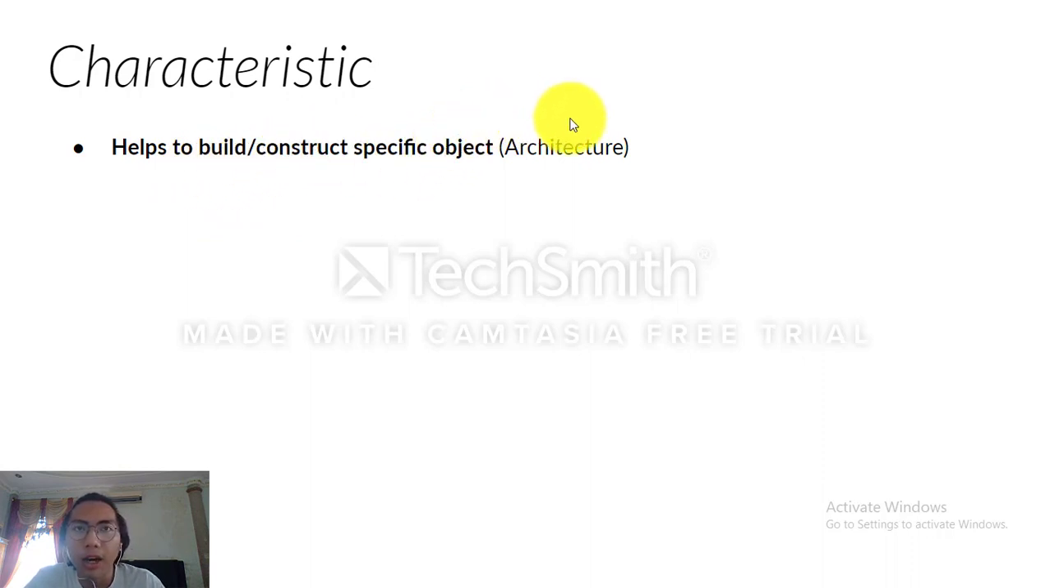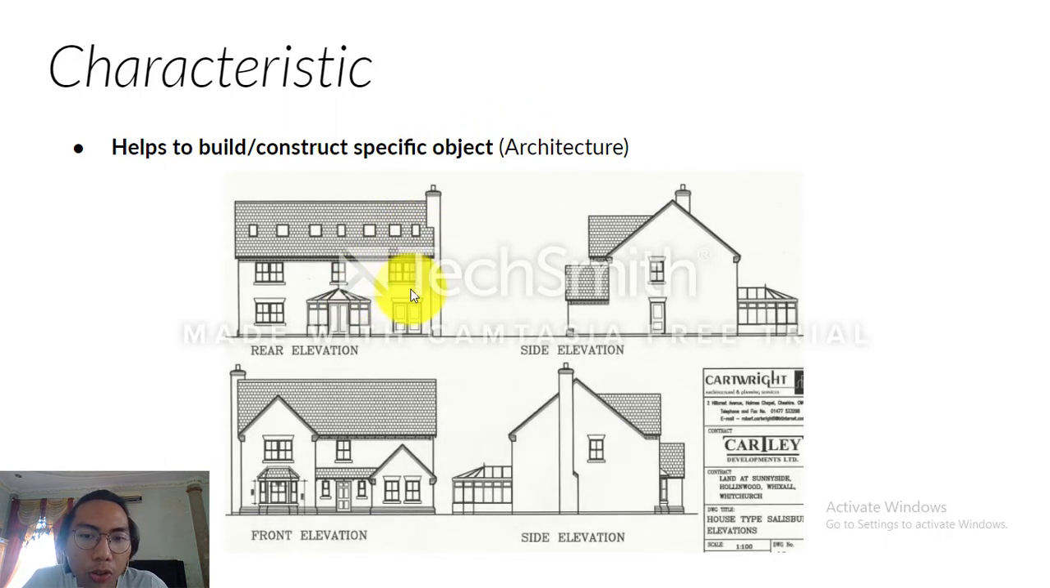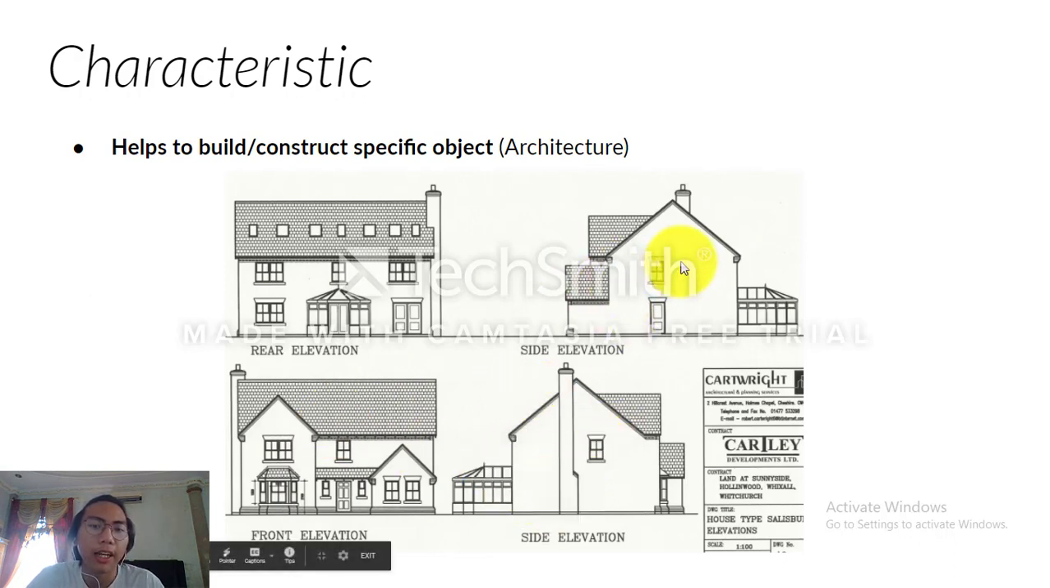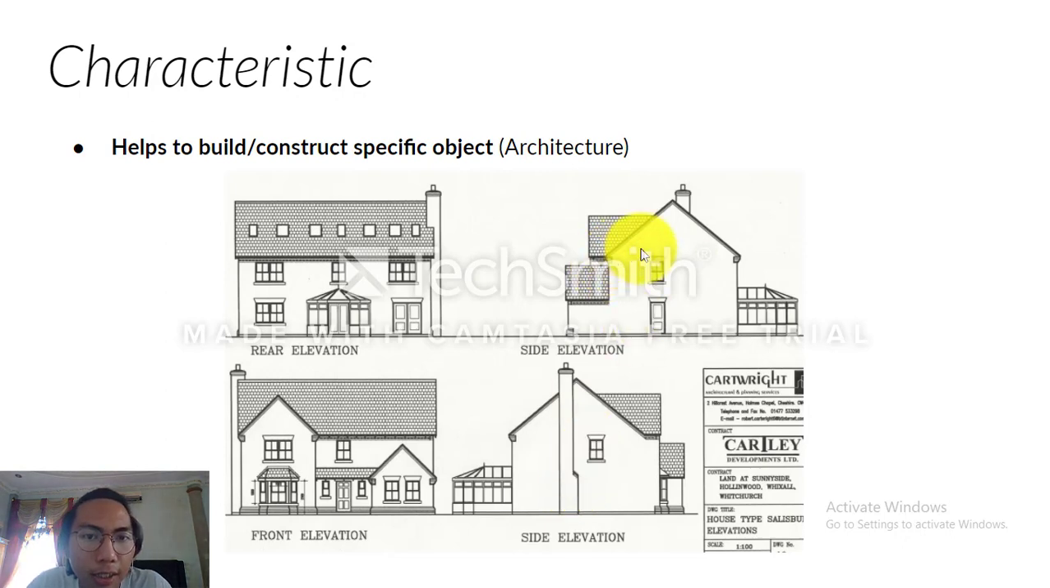And then the next one, it helps to build or construct a specific object. For example, it helps the architect who wants to build a good building, or maybe a decent building, like this. So if the client needs help from the architect, the architect will draw some orthographic projections. So this is the example. It is from the rear side, and this is the side elevation, and this is the front, and also the left side, or maybe the right side.